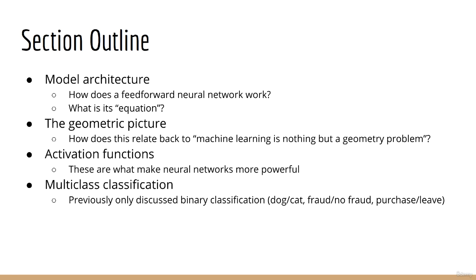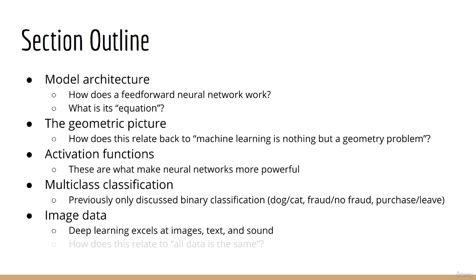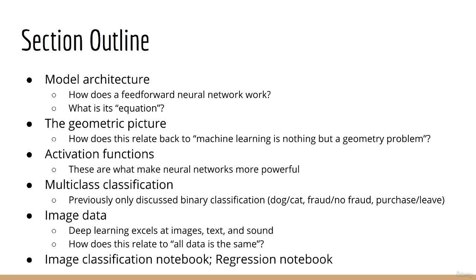For example, we might be working on a self-driving car that needs to be able to recognize multiple kinds of objects on the road. In this case, binary classification is not good enough, and we need multi-class classification. Next, we'll switch gears from talking about the neural network itself to a new kind of data, images. Deep learning excels on unstructured data such as images, text, and sound. We'll look at how images are represented in a computer so that we can get back to the situation where we can say all data is the same. Finally, we'll look at some notebooks that demonstrate how to do image classification using a neural network for multiple classes. We'll also look at neural networks for regression and see how they can be much more expressive than a simple linear model.